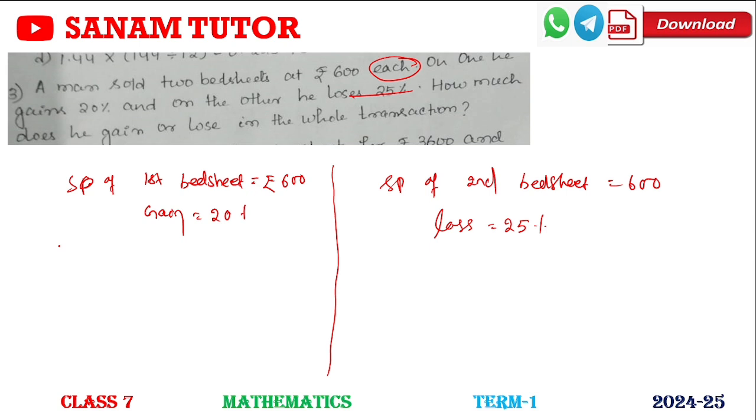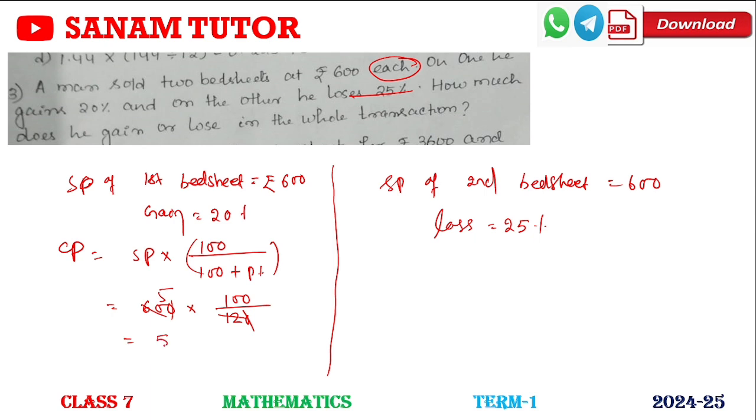Okay, first find out CP. So CP formula is SP into 100 divided by 100 plus profit percent, because gain. Now put the value, that is 600 into 100 divided by 100 plus profit, that is 120. So 0 cancel, 12 5 ja 60, that is 500 rupees.